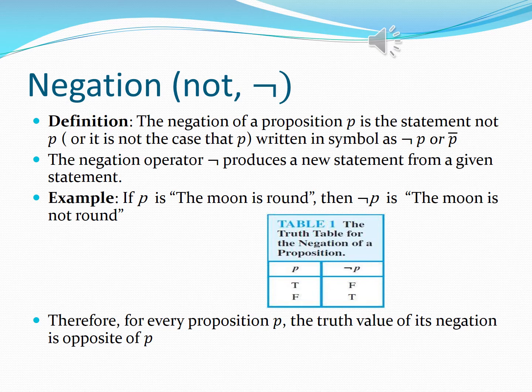Look at the truth table below. P, when we apply the negation, becomes ¬P. T, when we apply the negation, becomes F. F, when we apply the negation operator, becomes T. Therefore, for every proposition P, the truth value of its negation is the opposite of P.